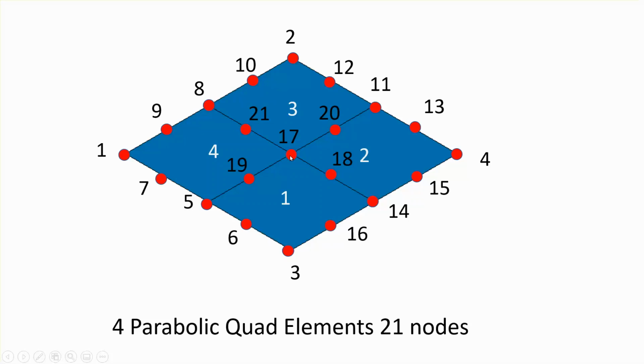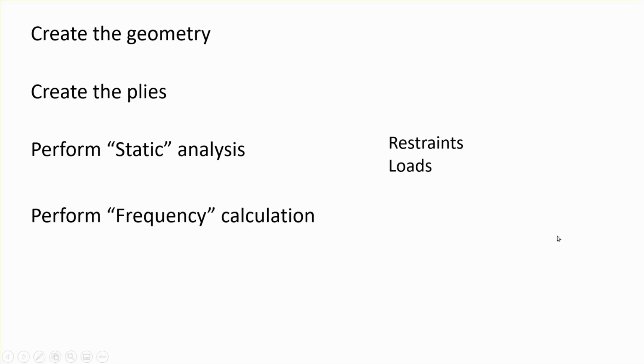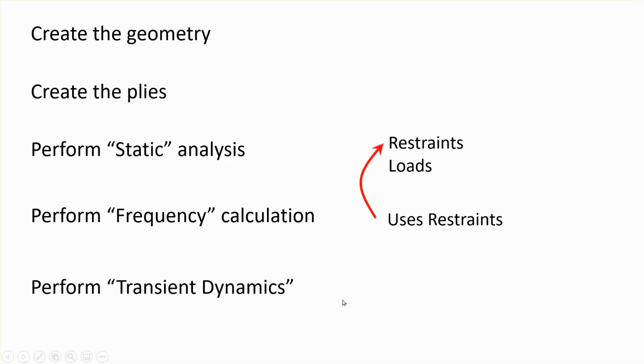So ultimately we want to get the variation of, for example, displacement of node 17 as a function of time, etc. Now, the process is generate the geometry, generate the plies, do a static solution first. In doing static solution, you have to specify restraints and loads, obviously. Then extract frequencies. Now we don't need the loads to extract the frequencies, but we need a restraint. So we use these restraints to do that. Okay, and then insert a transient dynamic calculation.